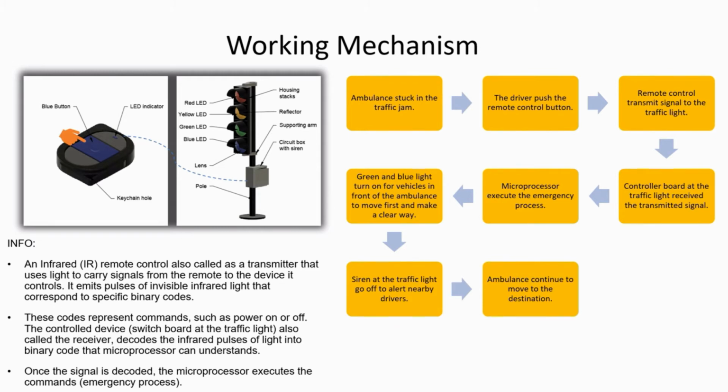So here's a little info on this system. An infrared IR remote control, also called a transmitter, uses light to carry signals from the remote to the device it controls. It emits pulses of invisible infrared light that correspond to specific binary codes. These codes represent commands such as power on or off. The control device, which is the switchboard at the traffic light, also called the receiver, will decode the infrared pulses of light into binary code that the microprocessor will understand. Once the signal is decoded, the microprocessor will execute the commands, which is the emergency process.